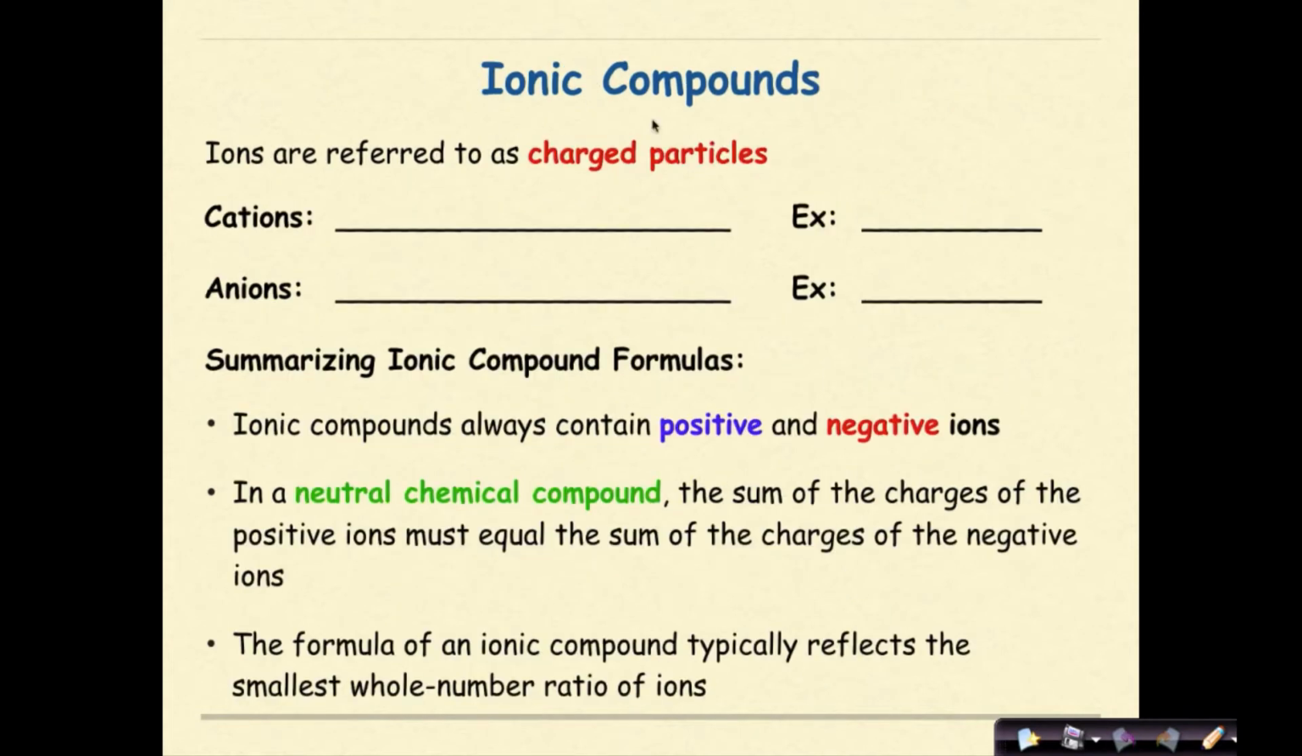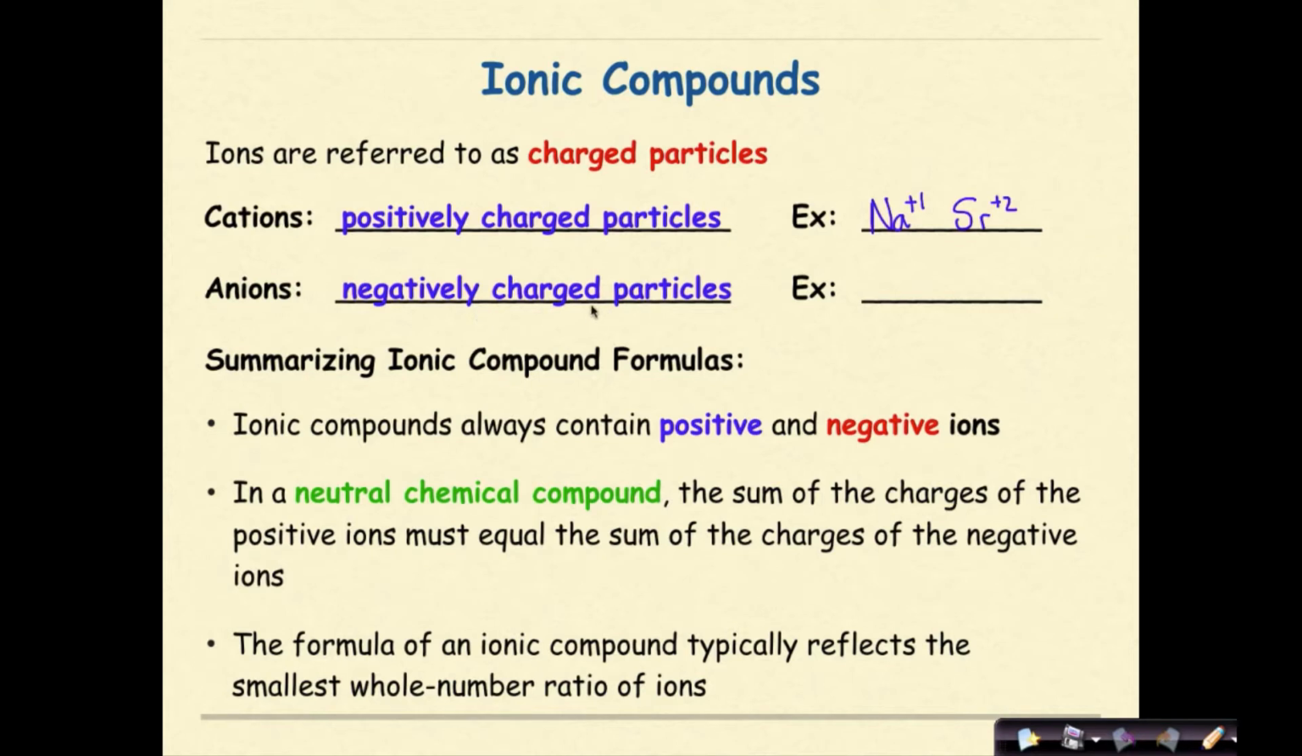book. Ionic compounds. Ions are referred to as charged particles. Cations specifically are referred to as positively charged particles, and an example of that might be something like a sodium ion or a strontium ion, Sr+2. Anions, on the other hand, are referred to as negatively charged particles, and an example of that might be the chloride ion, Cl-1, or the nitride ion, N-3.